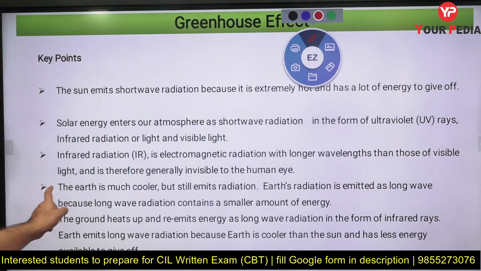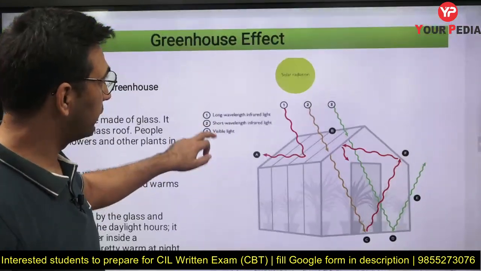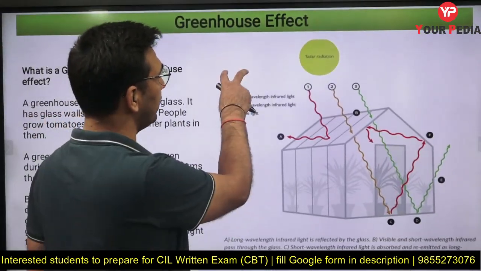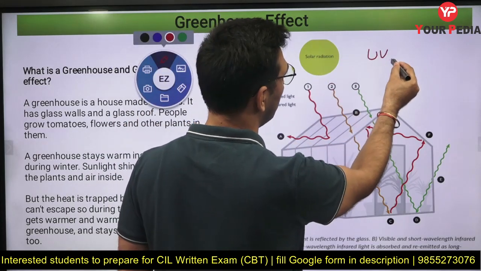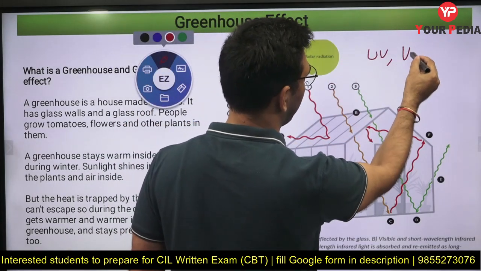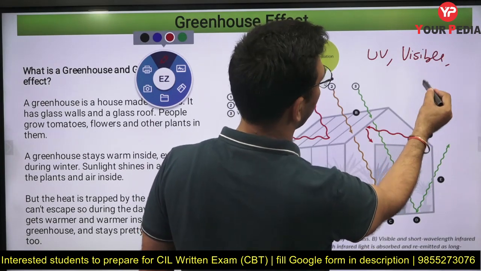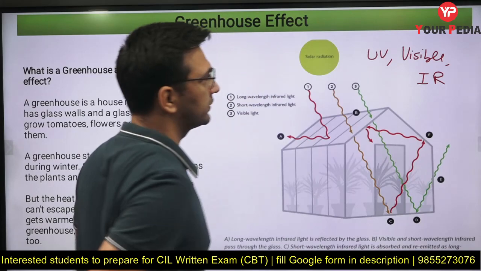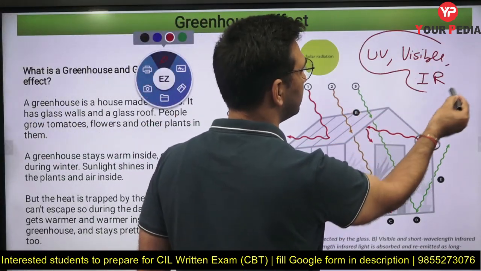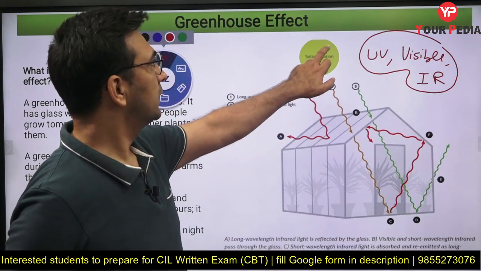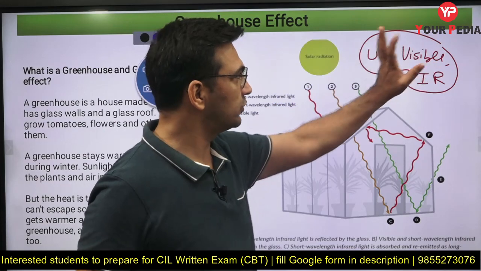Now the earth is much cooler. Now this I will explain to you. Now let's go to this particular part again. What is happening? You are saying that from solar radiation you are getting UV also, you are getting visible light also, and you are also getting infrared radiation. These are the three radiations that you are getting, and all these are of shorter wavelength, because the sun has a very high temperature. Therefore we will be getting shorter wavelength radiations.